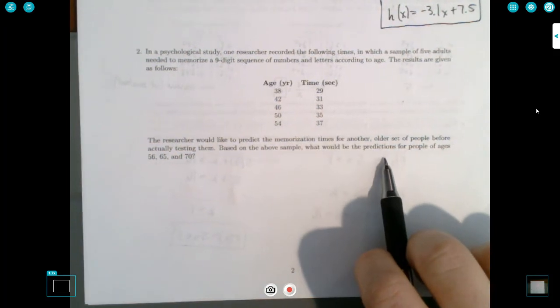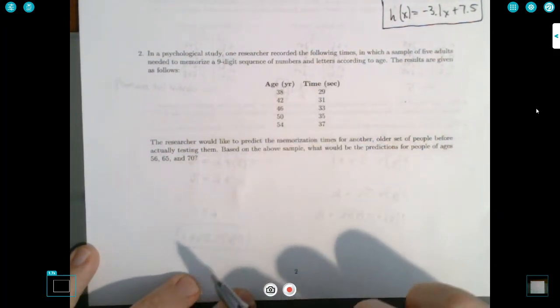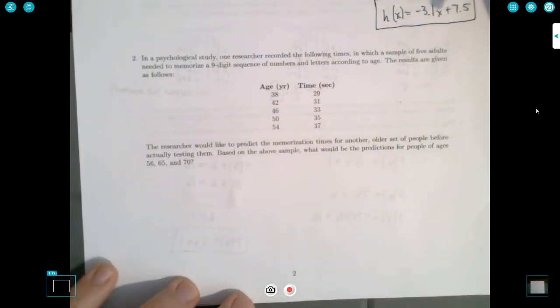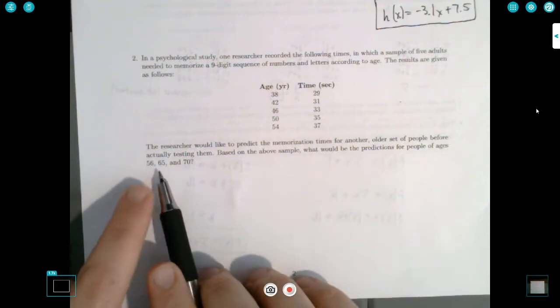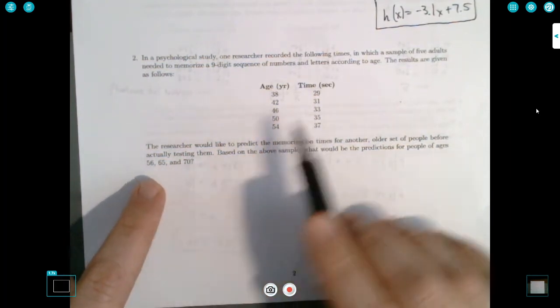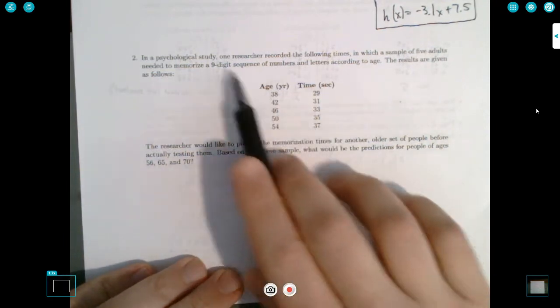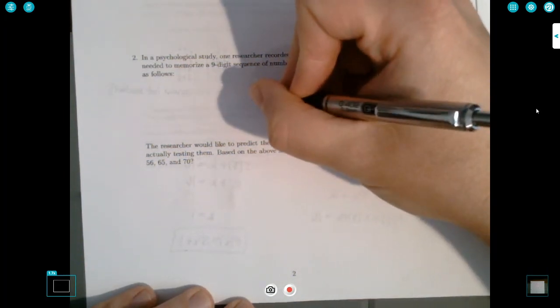Well, in order to get those predictions, first we should come up with a function that models this behavior. We're given ages down here, so we want the inputs to be the ages, and then we want to predict how long it takes them to memorize the 9-digit sequence. So let's do it. Our inputs are increasing, it looks like, by 4.